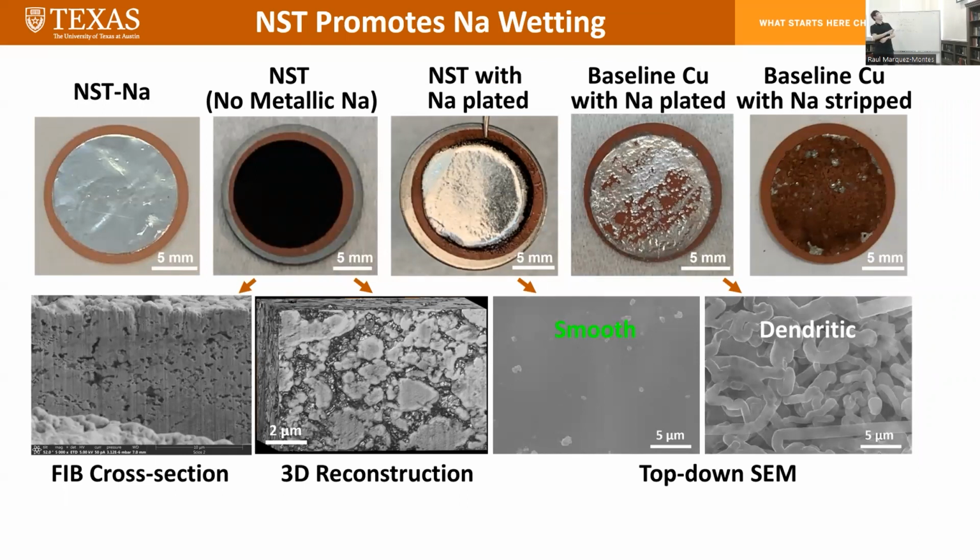In this material, you've got excess sodium. What we do is strip all the sodium out, all the active sodium out, leaving only the NST skeleton or scaffold. So you can see this is the dark structure. Also, we examined the XRD. There's no metallic sodium left. And then we use this one as our current collector.